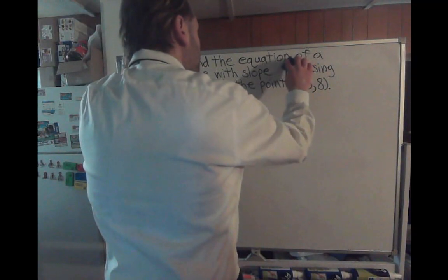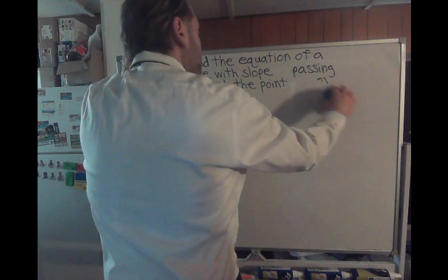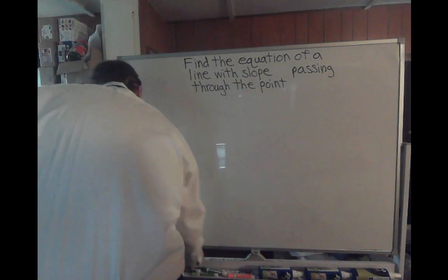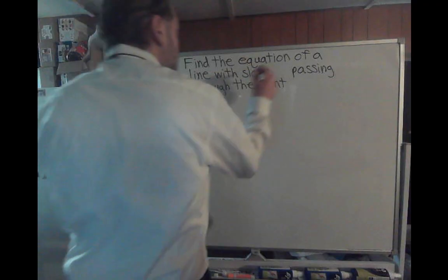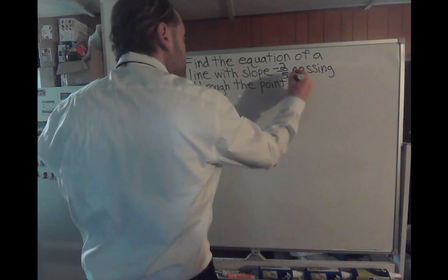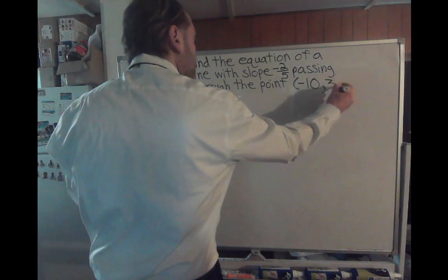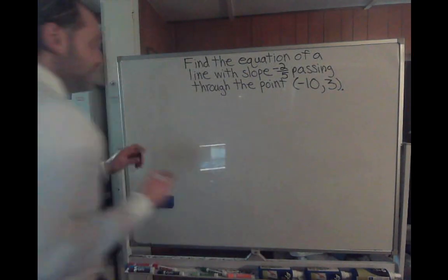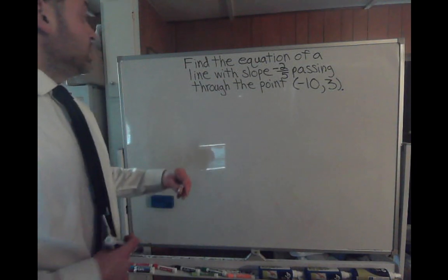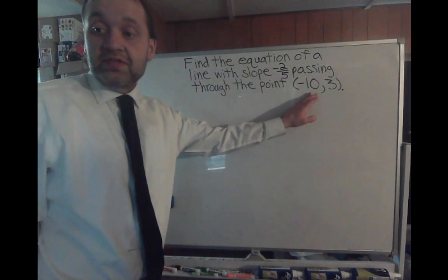All right. Let's see what we get here. This time we're given a slope of -2/5 passing through the point -10, 3. So we need to find the equation of a line with the slope of -2/5 passing through the point -10, 3.